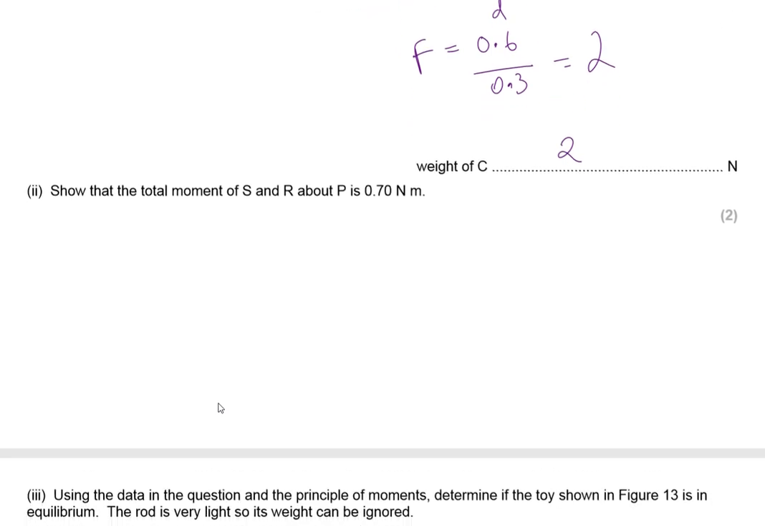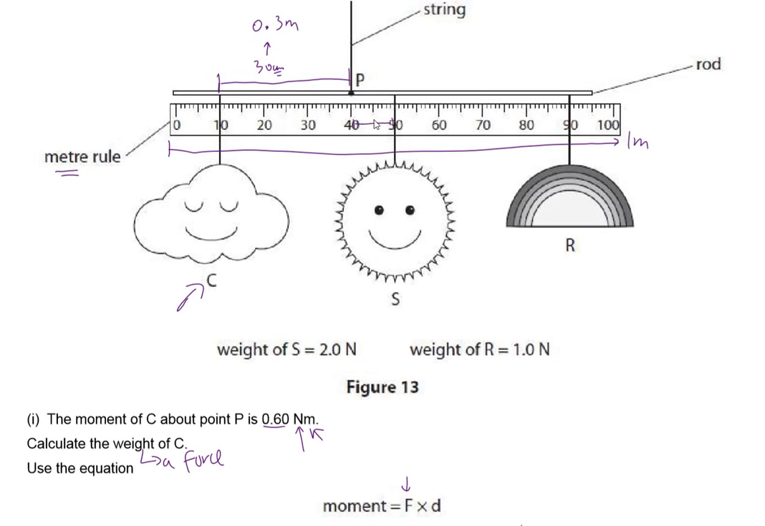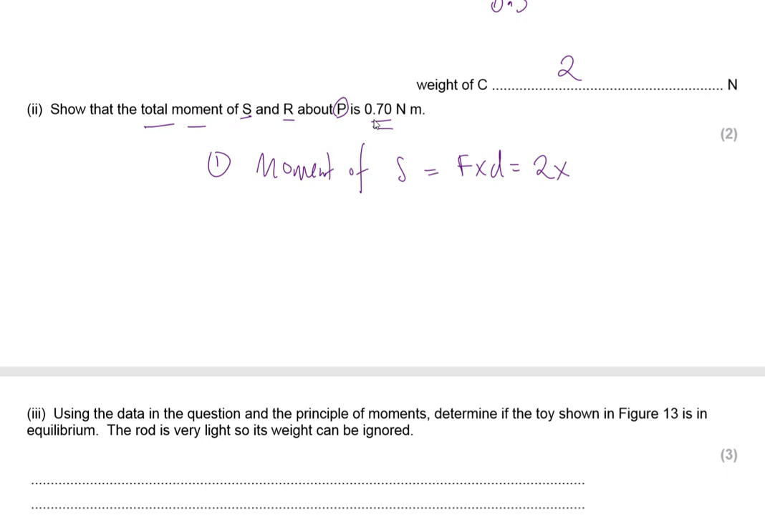Next, we need to show that the total moment of S and R about P, which is the pivot, is this much. So what we need to work out is the moment of S. Moment of S is F times D. F is S, so S is 2 Newton multiplied by D. How far is S from the pivot? S is 10 centimeters, which is 2 times 0.1, so this will be 0.2 Newton meter.